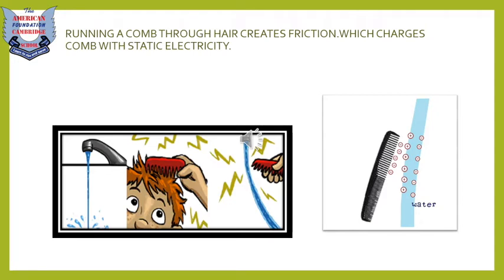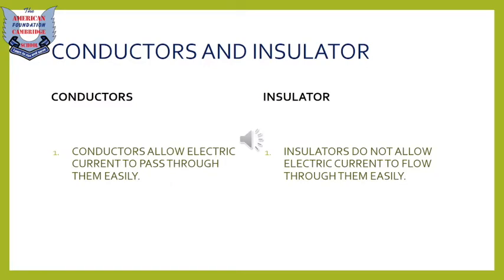Here is another example of static electricity. Running a comb through your hair creates friction, which charges the comb with static electricity. Now there are lots of negative charges on our comb. When we place the comb near water falling from the tap, the positive charges in the water will be attracted by the comb, while the negative will be repelled, due to which the direction of the flow of water will be changed.